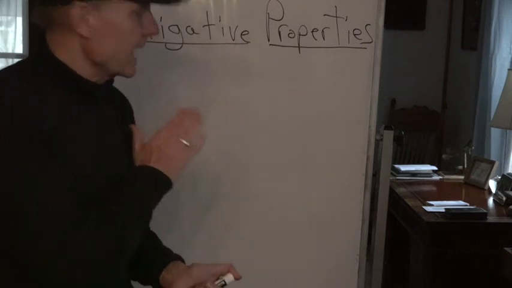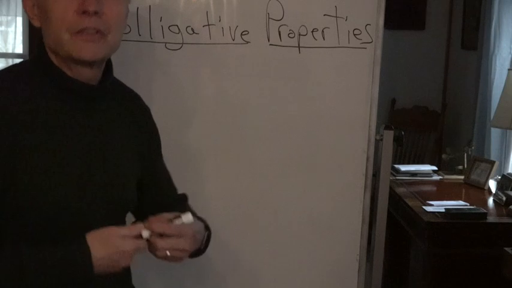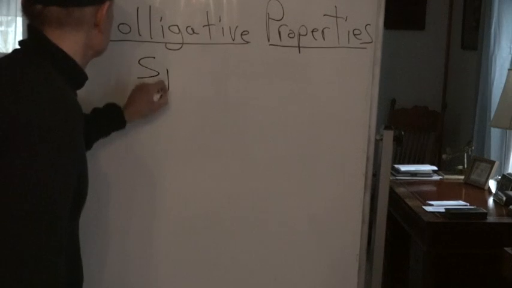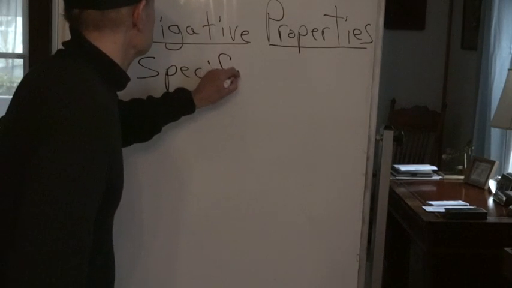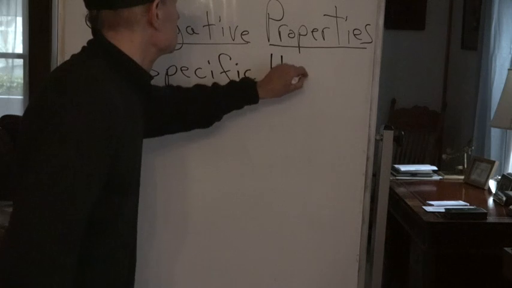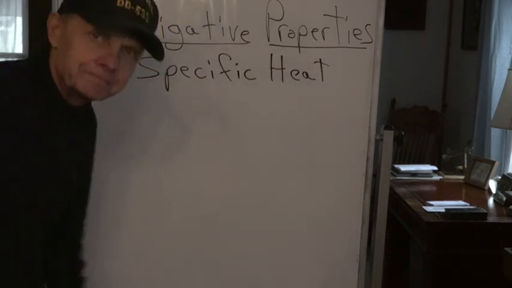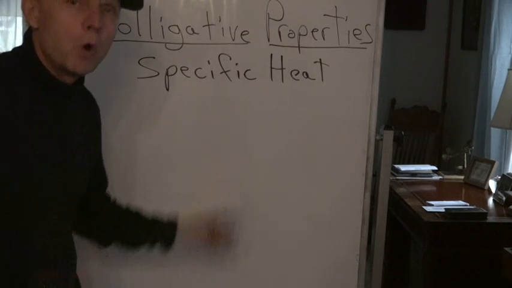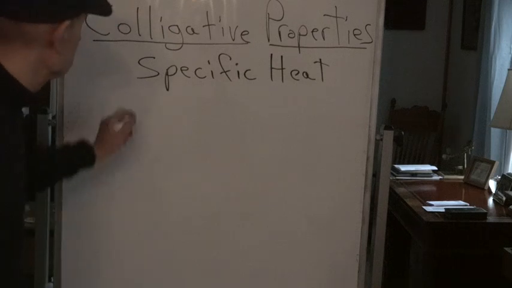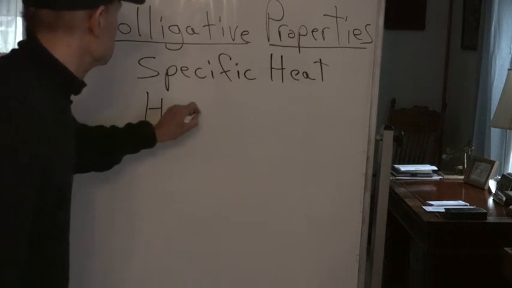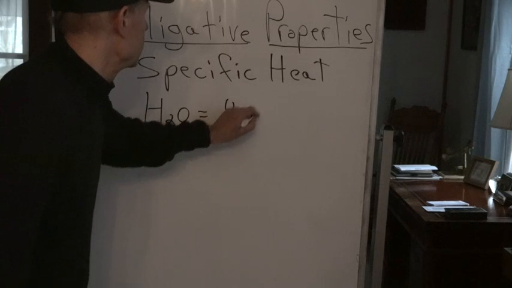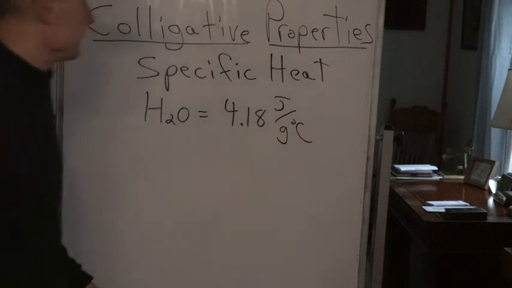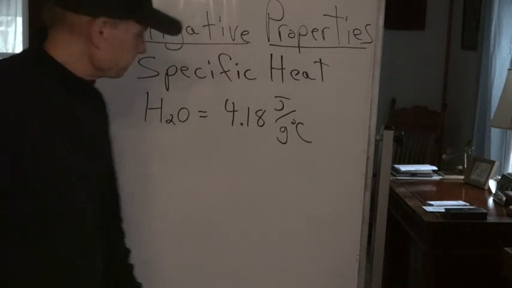But before we get into the boiling point and freezing point, I want to get into this first because it plays a part in what we're going to be talking about. Specific heat. If you remember, we talked about the specific heat of water. The specific heat of water equals 4.18 joules per gram degree centigrade. That's a specific heat. It's on your reference table.